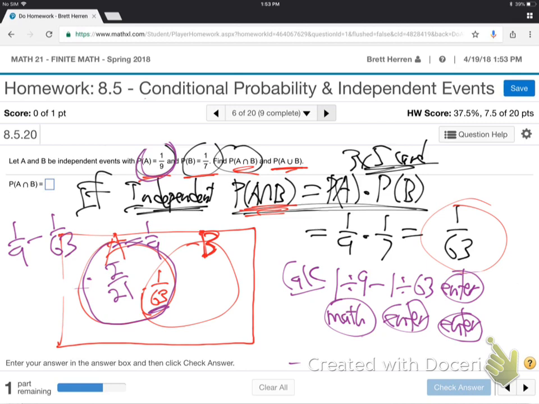Oops, I didn't turn the Elmo on. Still not on. There it is.